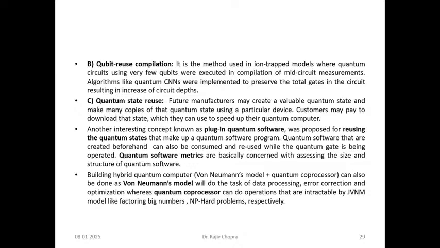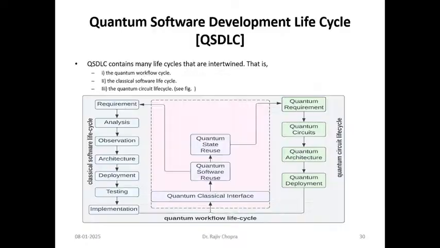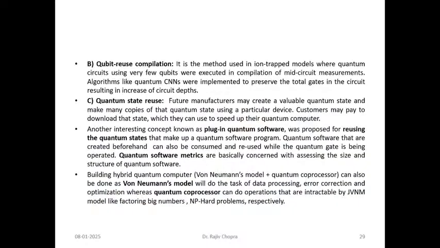Building a hybrid quantum computer, the Von Neumann plus quantum coprocessor, can be done, and this will do the task of data processing, error correction, and optimization. Whereas the quantum coprocessor can do operations that are intractable by the Von Neumann model, like factoring big numbers and NP-hard problems. Quantum coprocessor and classical can work together. Some tasks can be given to the Von Neumann model, some to the quantum coprocessor.